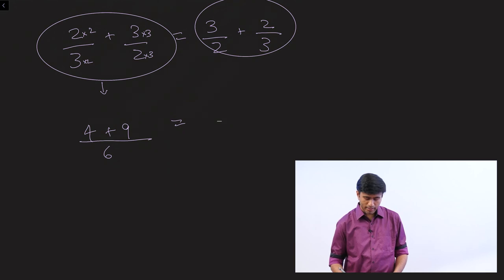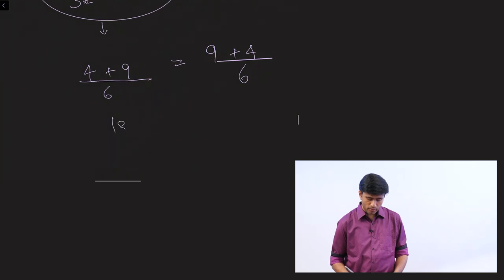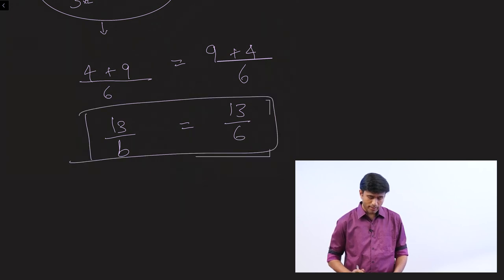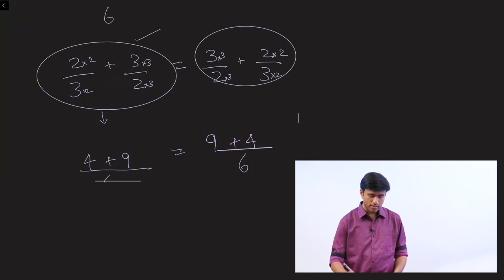Here on the right side you have the LCM as 6. 2 into 3 is 6. So numerator has to be multiplied by 3. 3 3s is 9. 3 into 2 is 6. Numerator has to be multiplied by 2. 9 plus 4. So you get 13 by 6 on the left hand side and 13 by 6 on the right hand side. There you go. That's why these two fractions are equal.